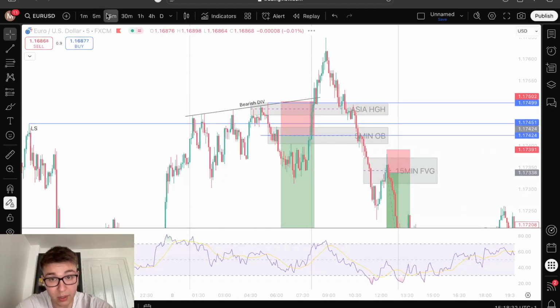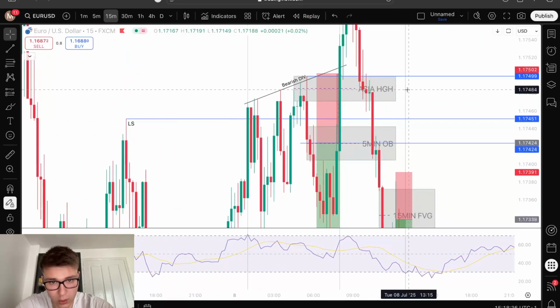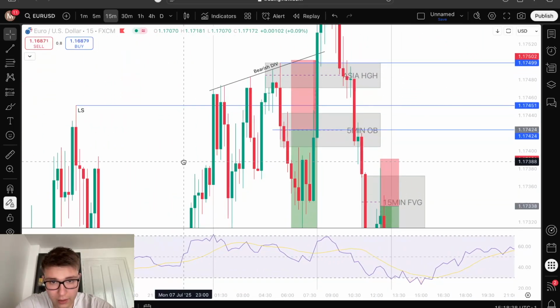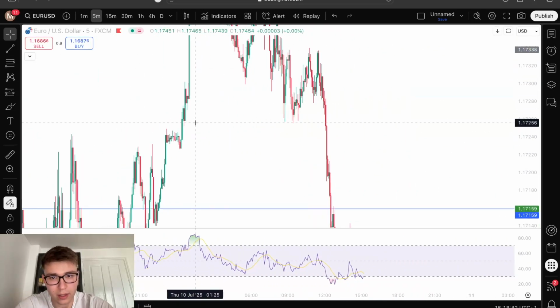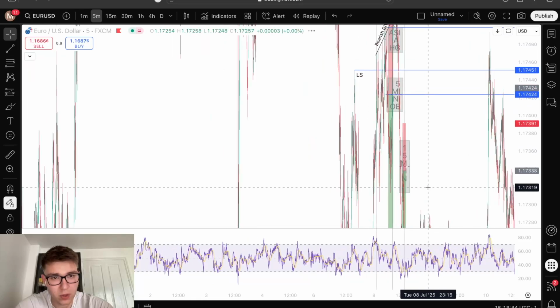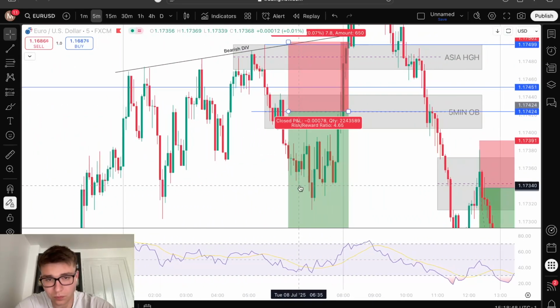Was it 15? I believe it was 15, purely because the 1 hour was not in line. I think the 1 hour was up. And no, it was a 5 minute. Okay, cool. So both the 1 hour and the 4 hour were in line. Let me see if I can just find it. There we go. This was a trade that I took on Tuesday, so 2 days ago now, for when this video gets uploaded.